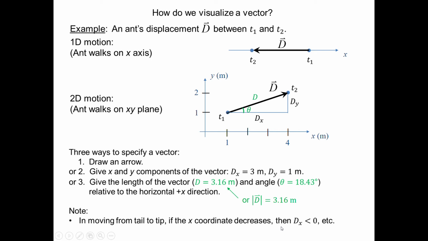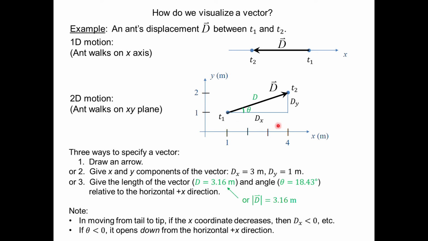So always go from tail to tip, and first figure out the signs of your components, the x and y components. Second, note that sometimes we'll specify negative angles. If I said the angle is 180 degrees, that would mean my vector is pointing over to the left, right? Because I would start over here and go all the way around to 180 degrees.